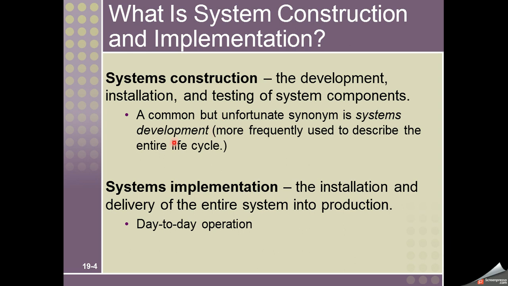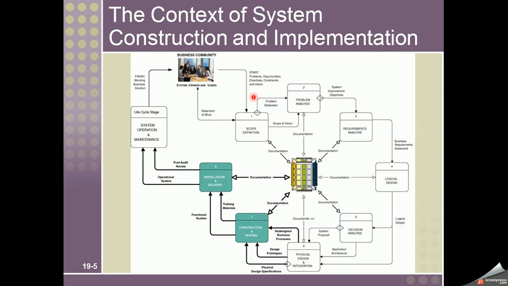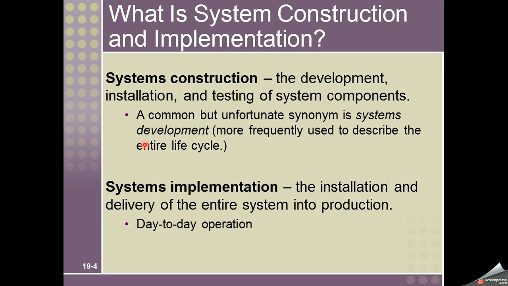Sometimes people mistakenly use the term system development, but it is not the right term. Development means the entire development process starting from here. If you look at this diagram, you have been seeing this diagram in all the chapters. So development means starting from scope definition, problem analysis, requirement analysis, all the way till system operation and maintenance. Sometimes people call this construction development or implementation, but this is not the right terminology.